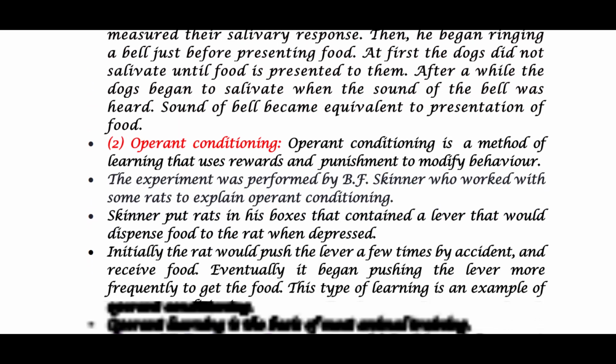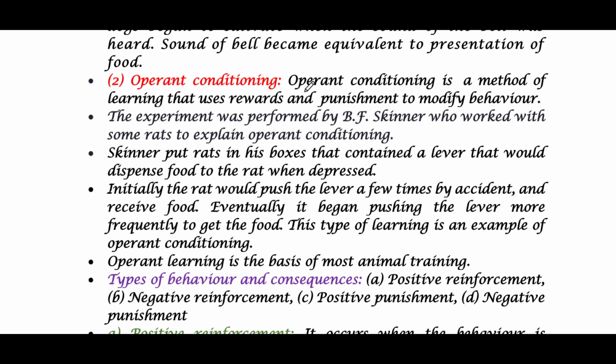Next is operant conditioning. Operant conditioning is a method of learning that uses rewards and punishment to modify behavior. The experiment was performed by B.F. Skinner, who worked with some rats to explain operant conditioning. Skinner put rats in his boxes that contained a lever that would dispense food to the rat when depressed.